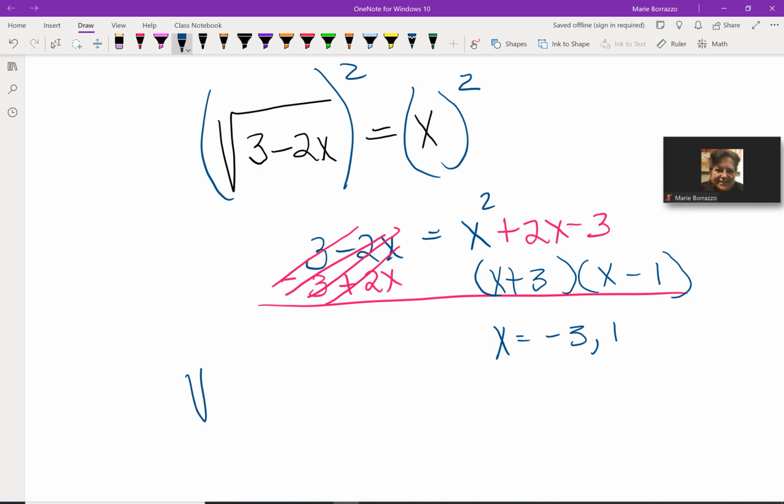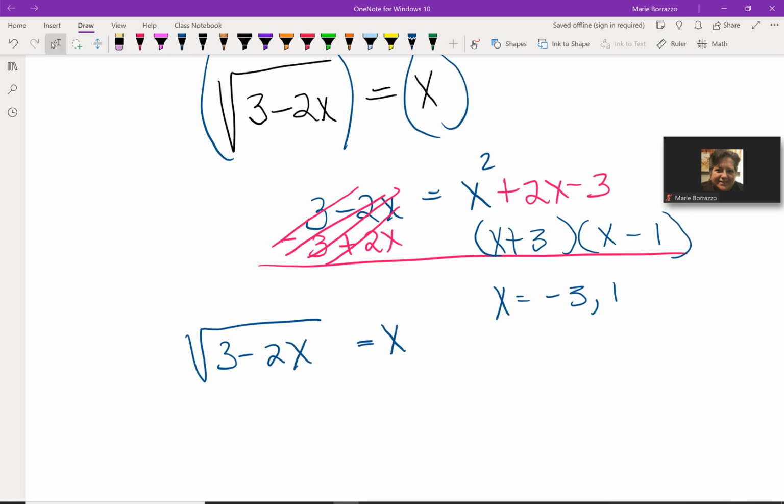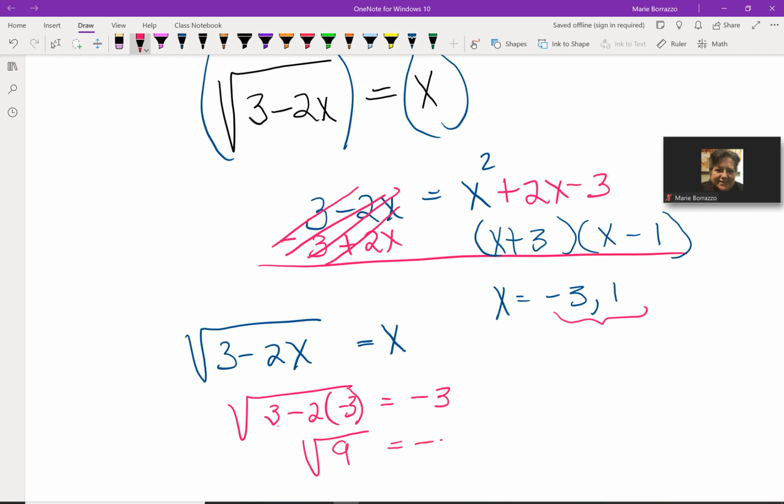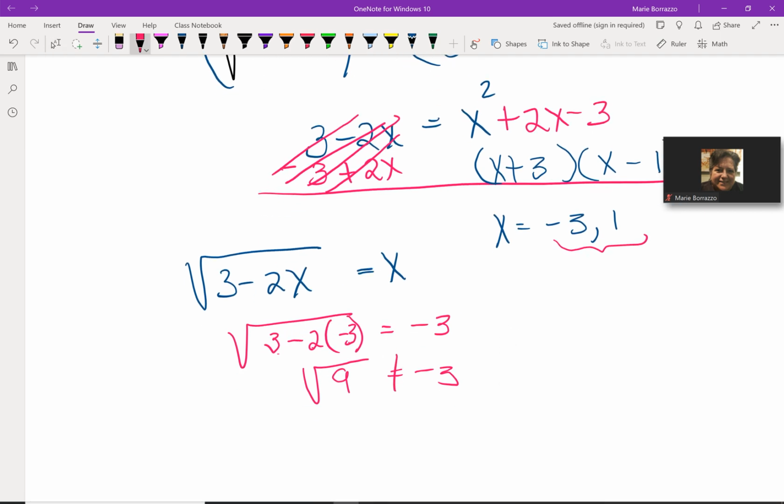You have to go back to your original, which is the square root of 3 minus 2x equal to x. And when you're substituting in these numbers, you're going to be using the original equation with the numbers that you obtained as a solution. So in this case, this is the square root, for example, of 3 minus 2 times negative 3, and that should be equal to negative 3. Obviously, this is going to become the square root of 9. Negative 2 times negative 3 is positive 6, plus 3 is 9. So the square root of 9 is equal to negative 3. That is not true. Now, the argument comes in here for the student that I had the conversation with.